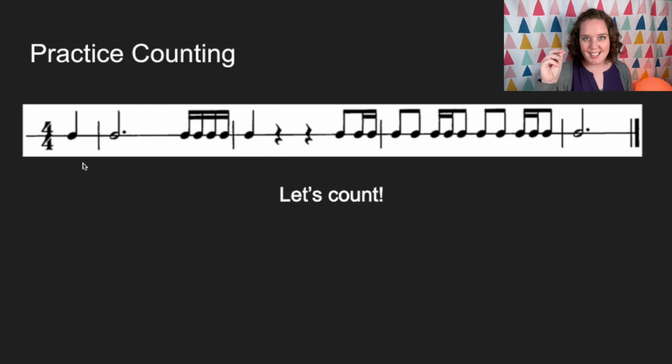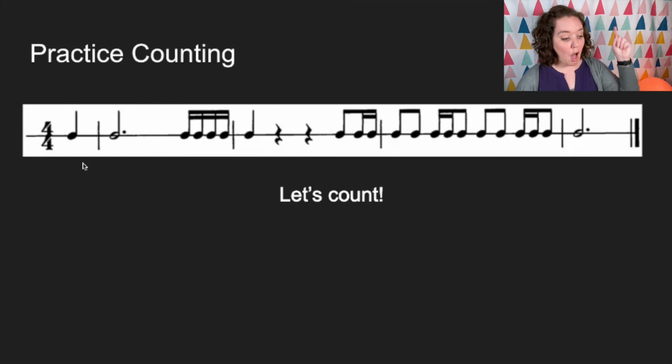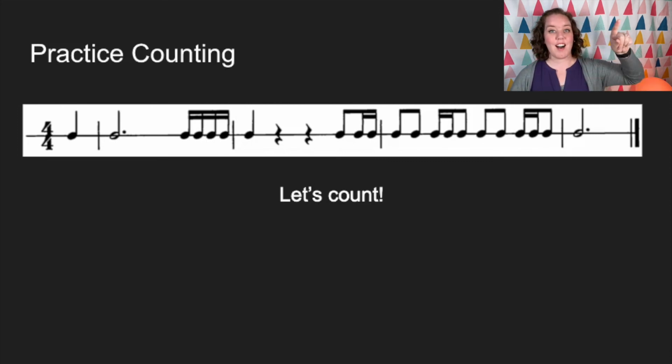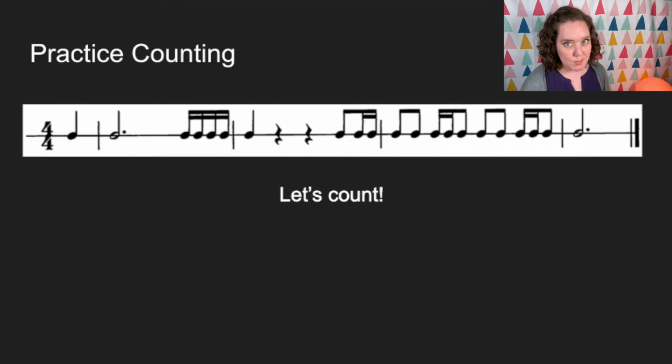Here goes. 1, 2, and 3. 4, 1, 4 E and a 1, rest, rest. 4 and a 1 and 2 E and 3 and 4 E and 1 off. Okay, did you get it?